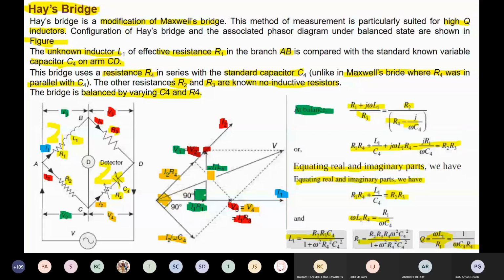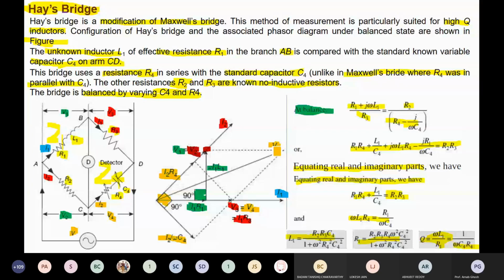So it's your V4. Now you are getting the addition of V1. So what is your V? V equals V1 plus V3. So V1 plus V3, you are getting the value of V. In another case, V2 plus V4, again it will come to V. So I think you are able to understand the phasor diagram of the Hay's bridge.